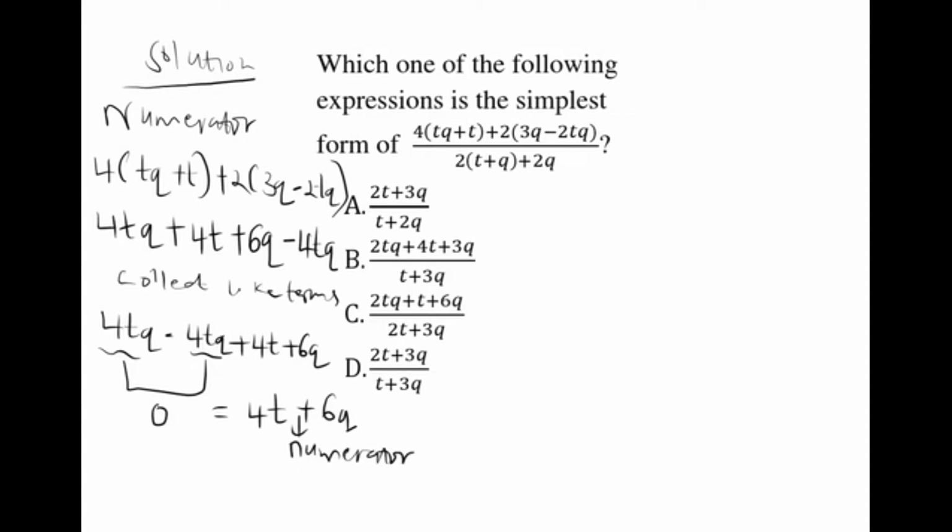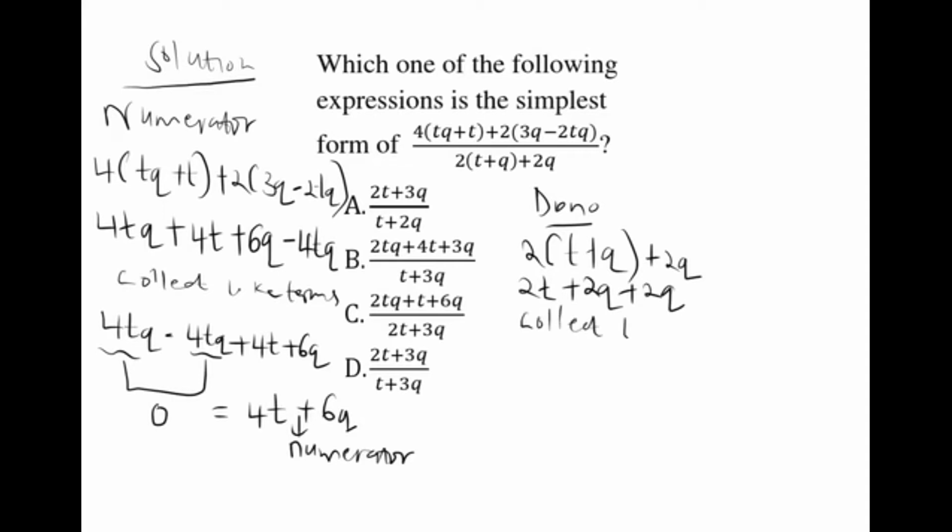We can now deal with the denominator, which is 2(t + q) + 2q. 2 times t is going to give us 2t, plus 2 times q to give us 2q, plus 2q. We can now collect like terms together.